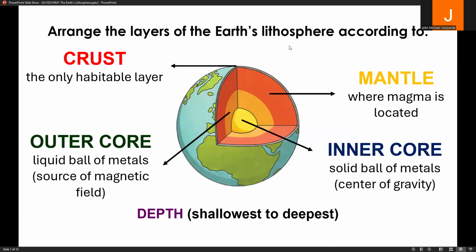Now, let's arrange the layers of the Earth's lithosphere according to the following parameters. Let's start with depth, from shallowest or topmost to deepest, the bottommost. So, because crust is at the topmost, therefore we start our arrangement with crust. And the layer below it is mantle, and the layer below the mantle is outer core, and the layer below it is the inner core. So that makes crust the shallowest layer, and inner core the deepest layer in terms of depth or height.